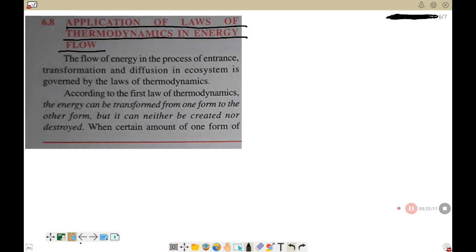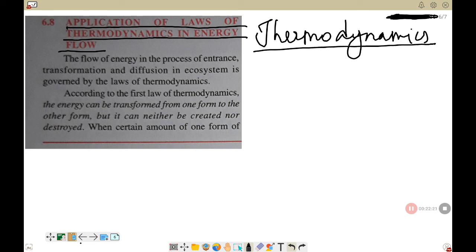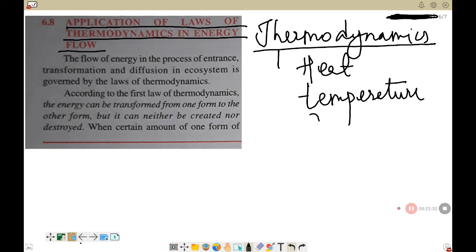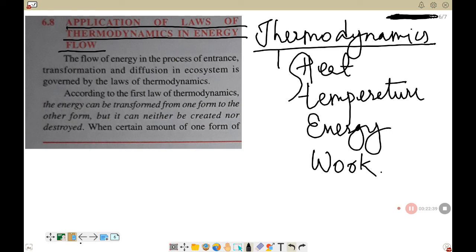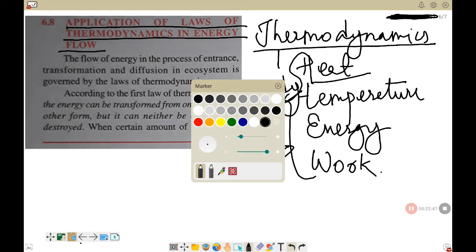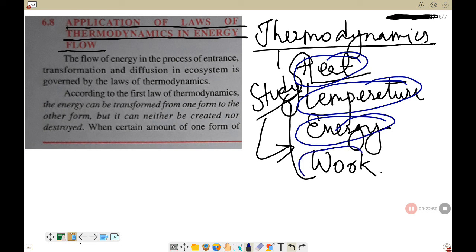Now, first of all, let us understand what is thermodynamics. To make you all understand in simple language, we have learned about heat, we have learned about temperature, we have learned about energy, and we have learned about work also, isn't it? Yes. The study which shows the relation of heat, temperature, energy and work among themselves is called thermodynamics. So thermodynamics is actually the study of relations of heat, temperature, energy and work.